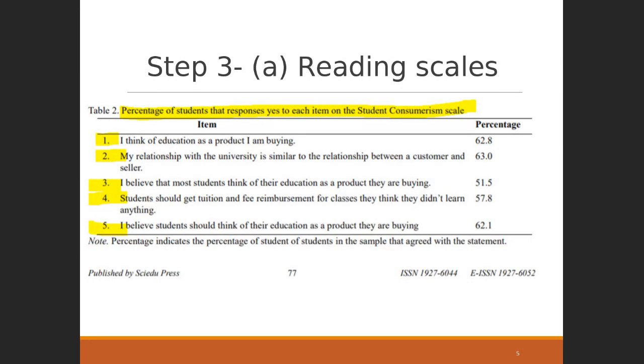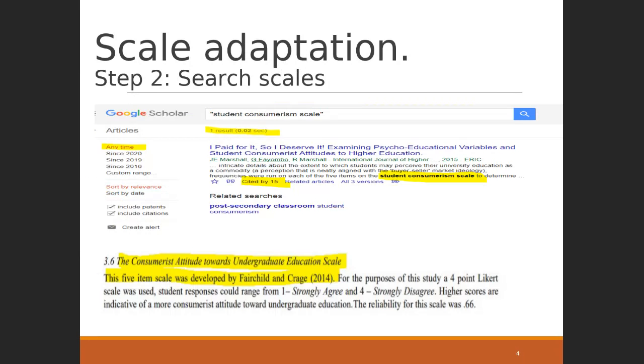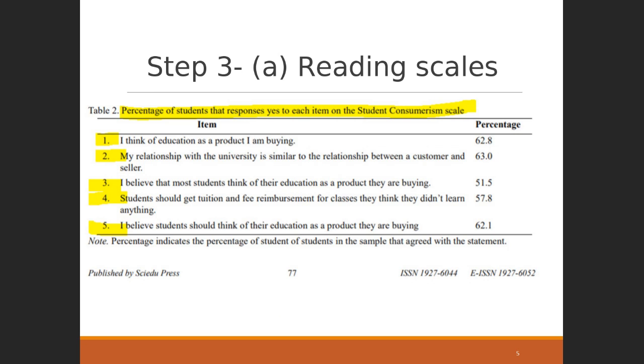So you need to give credit to Fairchild and Craig instead of these authors who have used this particular scale. You need to be very careful that they just used the scale which was developed by Fairchild and Craig. So these are the five questions. If you are measuring student consumerism, you can use these five questions to measure student consumerism in your questionnaire.